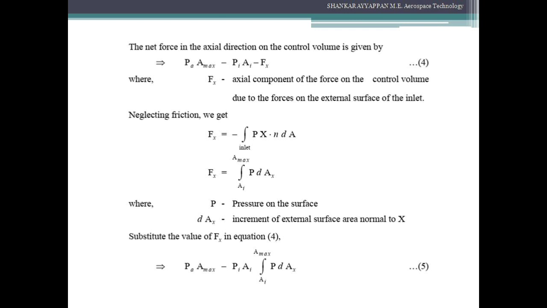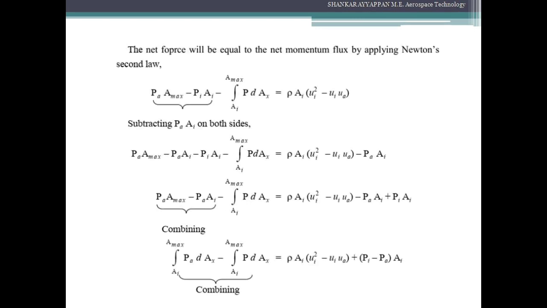Fx is equivalent to minus the integral over the inlet of P into N into dA. This Fx will be equivalent to the integral from AI, the minimum area, to A max, the maximum area, of P dAx, where P is the pressure on the surface and dAx is the increment of external surface area normal to x. Substitute the value of Fx in equation 4. We get PA max minus PI AI minus the integral from AI to A max of P into dAx.